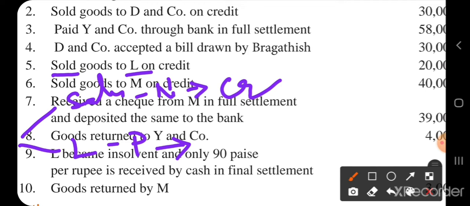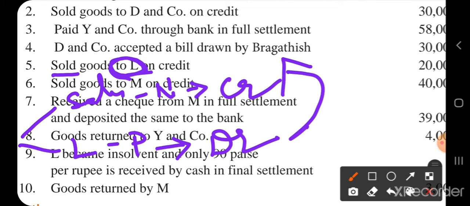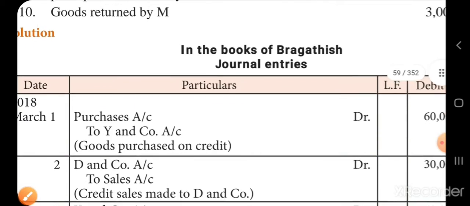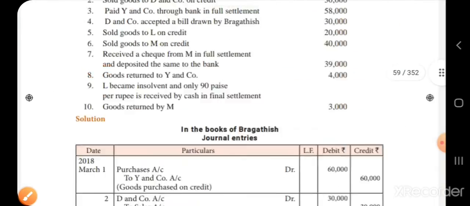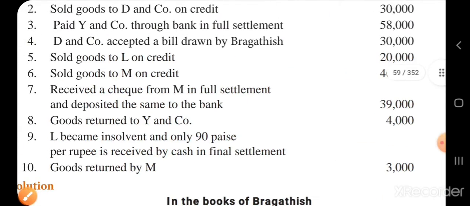And L and company, debit the receiver, credit the giver. Here goods sold to L and company. So who is the receiver here? L. So debit the receiver. So the entry will be L account debtor to sales account. Okay. Now here L account debtor to sales account. The next one, the same entry only.